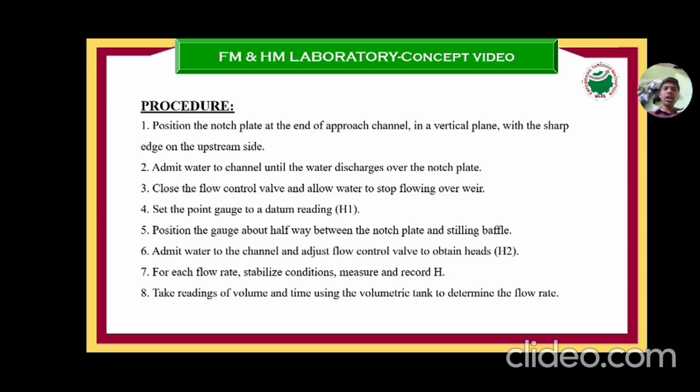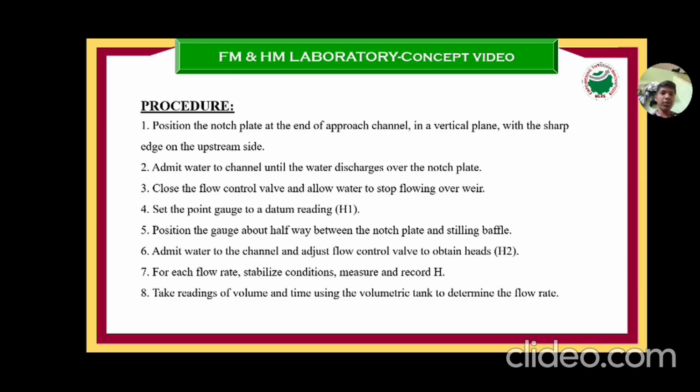Procedure: position the notch plate at the end of the approach channel in a vertical plane with the sharp edge on the upstream side. Admit water to the channel until the water discharges over the notch plate. Close the flow control valve and allow water to stop flowing over the weir. Set the point gauge to a datum reading. Position the gauge about halfway between the notch plate and stilling baffle.